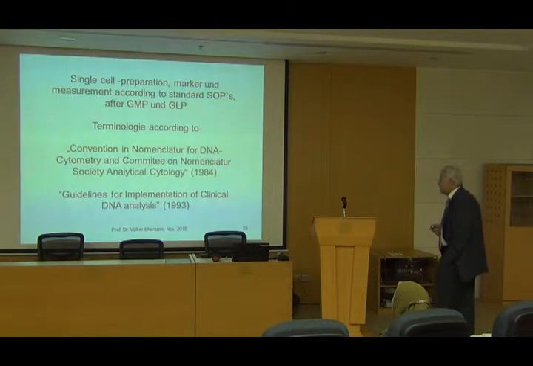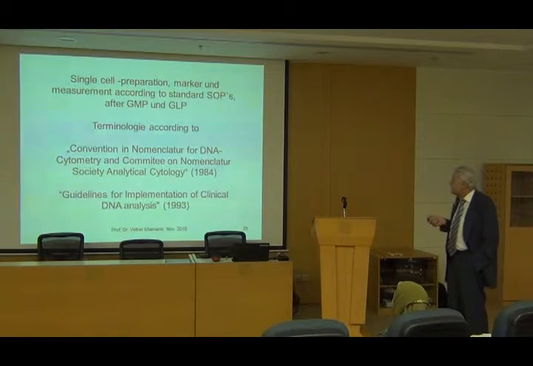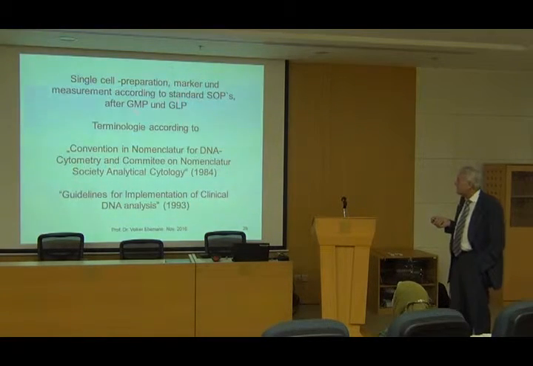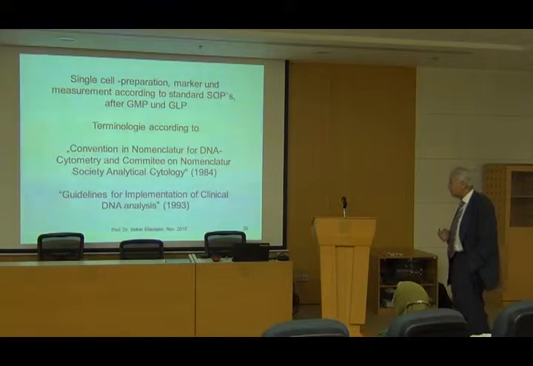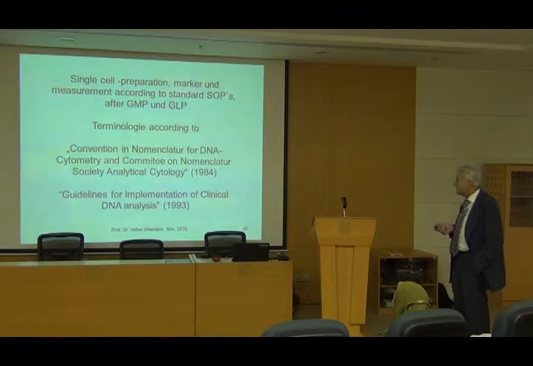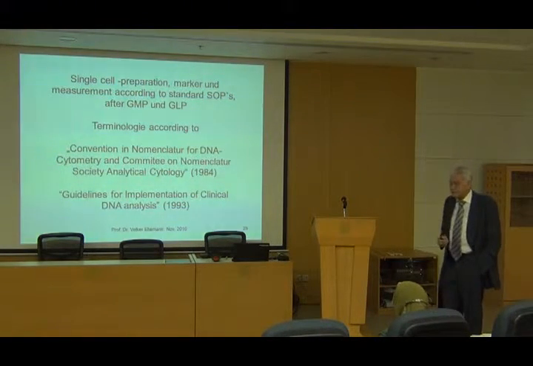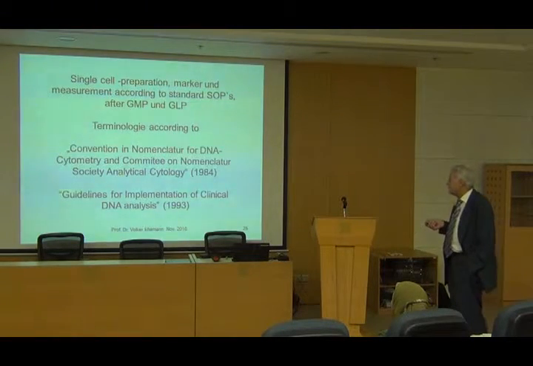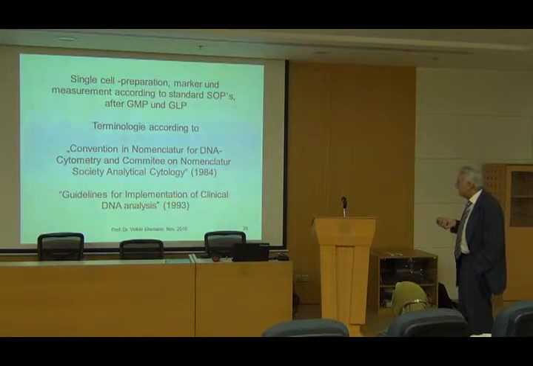Single cell operation, marker and measuring is according to standard SOPs, after GMP and GLP. GMP is good manufacturing practice and GLP is good laboratory practice. This terminology is according to the Convention of Nomenclature for DNA Cytometry, and the Committee of Nomenclature of the Society for Analytical Cytology was founded in 1984. Guidelines for implementation of clinical DNA analysis were founded in 1993.